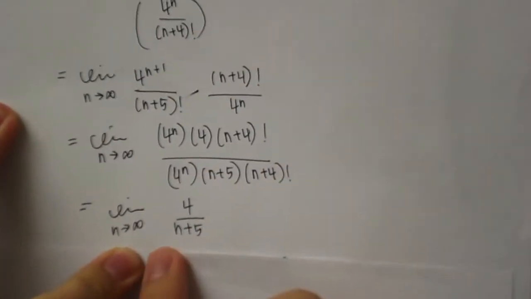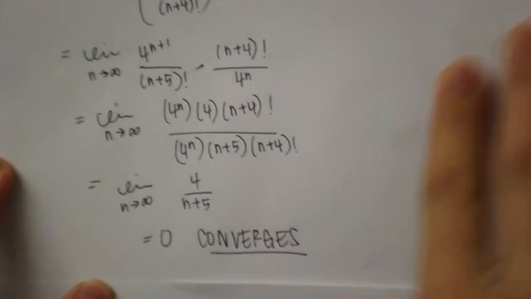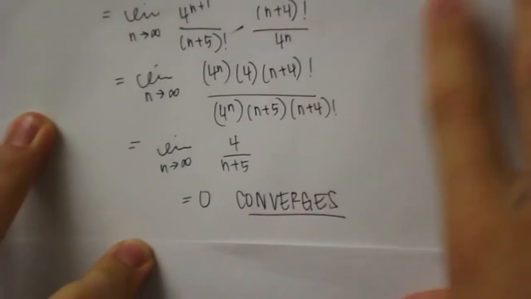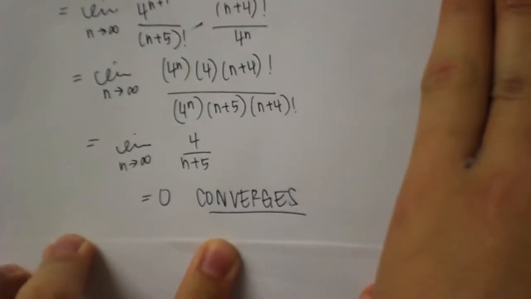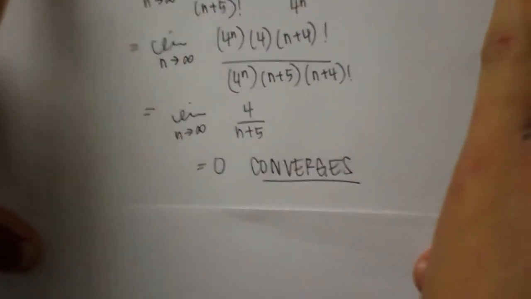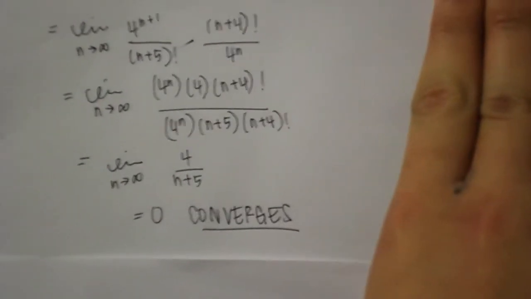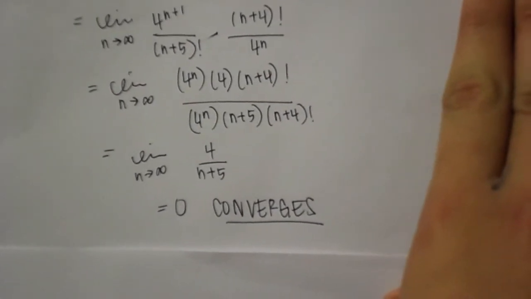4 over n+5 with the limit as n tends to infinity. When we compute the limit, we get 0, so that means the series is convergent. And since we used the absolute value for the series and it converges, then we determine that the series converges absolutely.